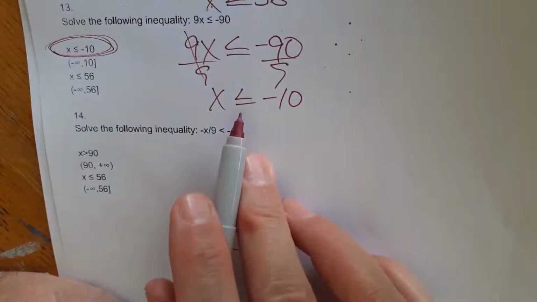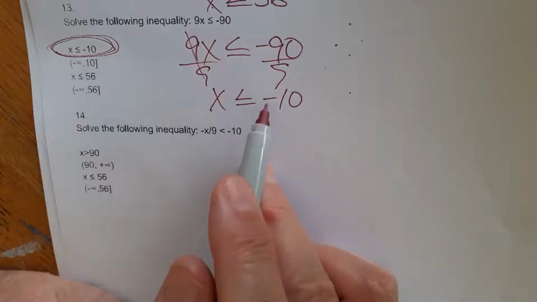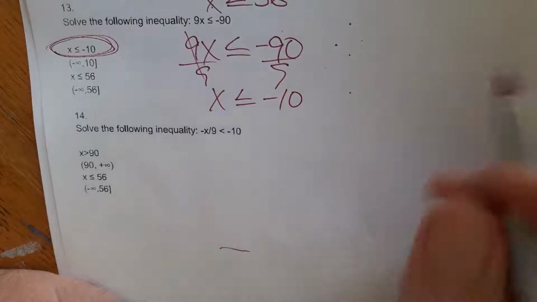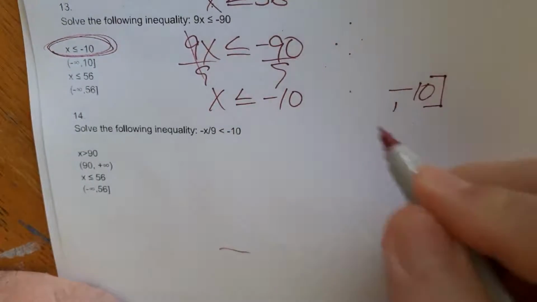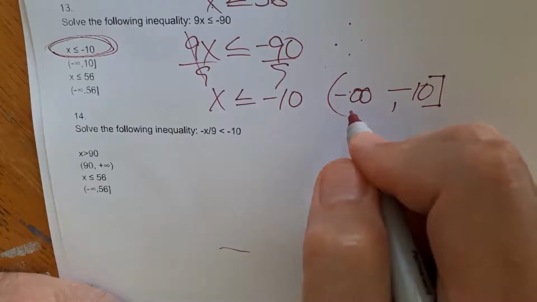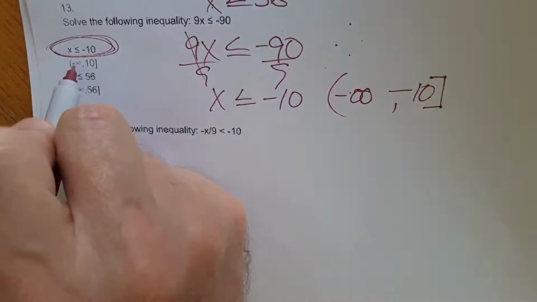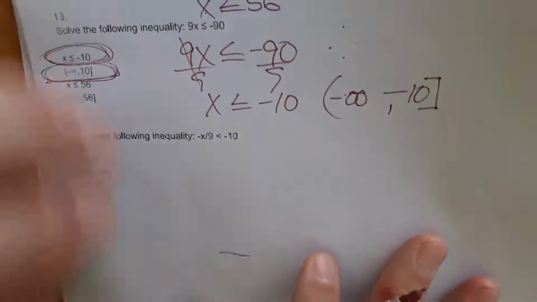Now that reminds me, they're also putting it into set notation. So if x is less than or equal to -10, start with the -10 and it's equal to, so you need a bracket, a comma, and then it's less than, so it's going back toward negative infinity forever, which is not a number, so parentheses. So parentheses, negative infinity, comma, -10, bracket.